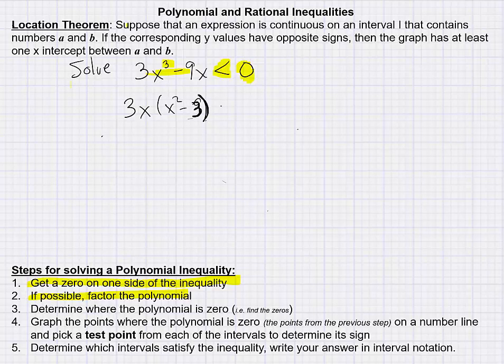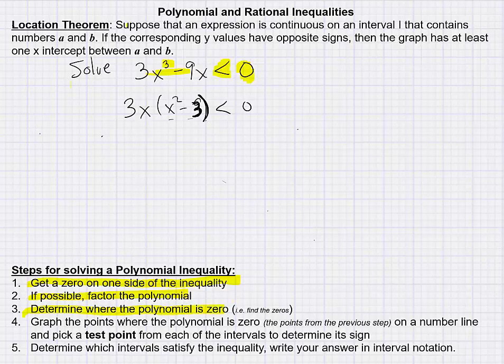Okay. Then what's the next thing I do? I can say, all right, that's as far as I can factor it. I could think of factoring this a little more, but we'll leave it. Let's say we factor that. That's as far as we can do. The next thing we want to do is determine where the polynomial is equal to 0.